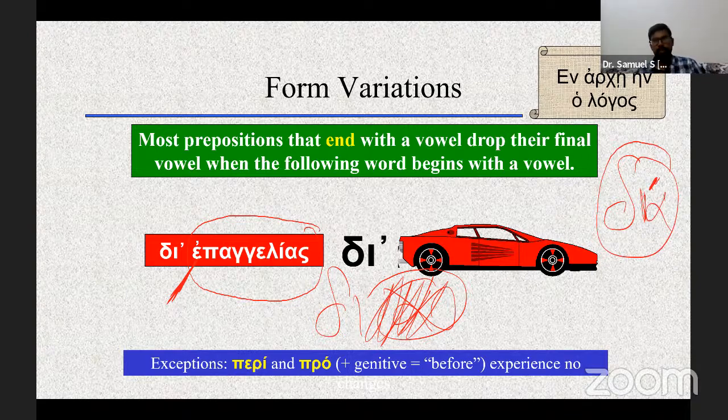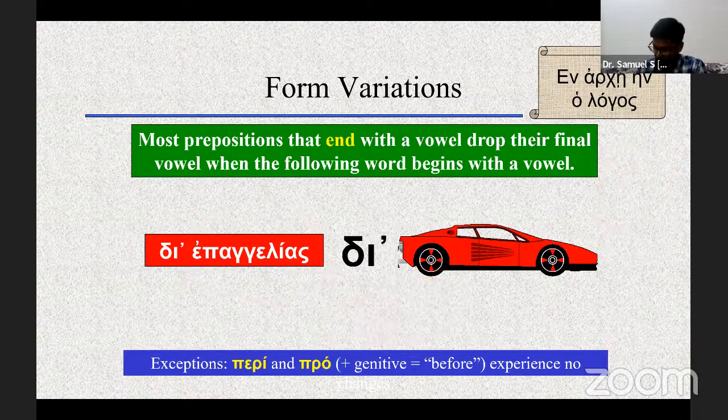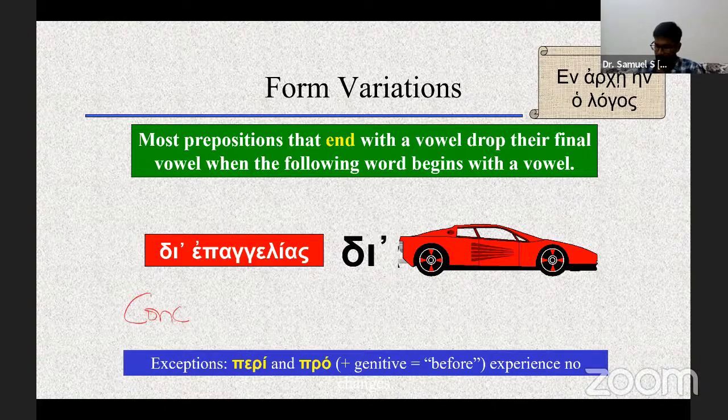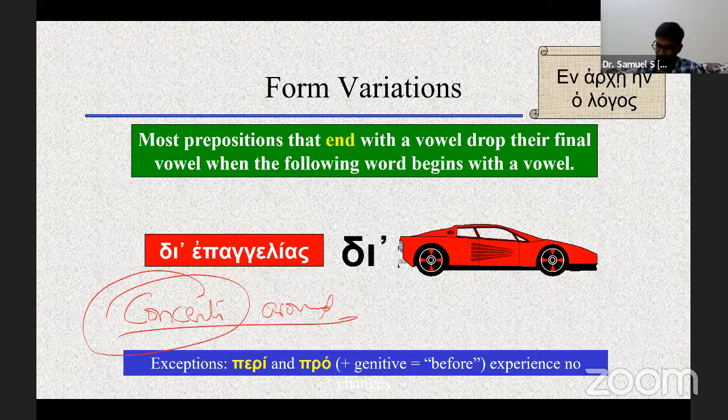Okay. Dia is just a form variation. No change in meaning. Still has the meaning of with the genitive, it is through. With the accusative, it is because of. Exceptions. Peri. Peri has the meaning of what? Concerning or around. Peri plus genitive is concerning. Peri plus accusative is around.